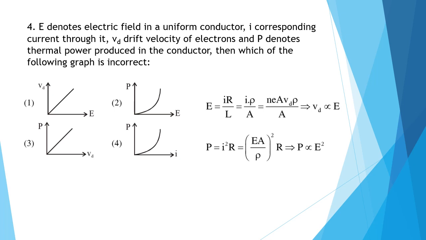So it is incorrect. If you want to check it, you can write the formula of power in terms of Vd by substituting it from the first equation, and you will get that it is not directly proportional to Vd. So the incorrect graph is option 3.